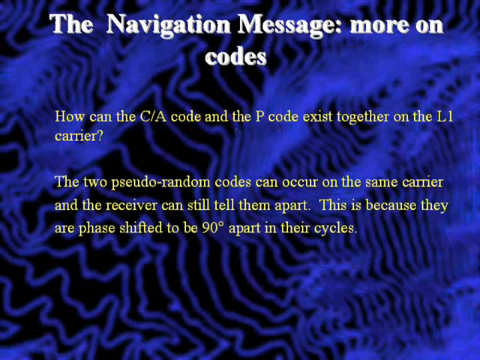We said on the L2 signal, there is only one pseudo-random noise code superimposed on it. However, on the L1 signal, we have both of them. We have the CA and the P code on top of that L1 carrier phase. How does it actually work? Well, they are 90 degrees apart.